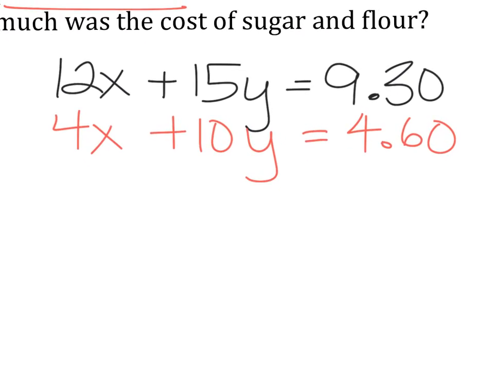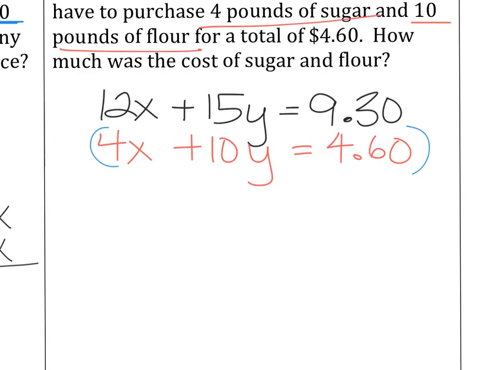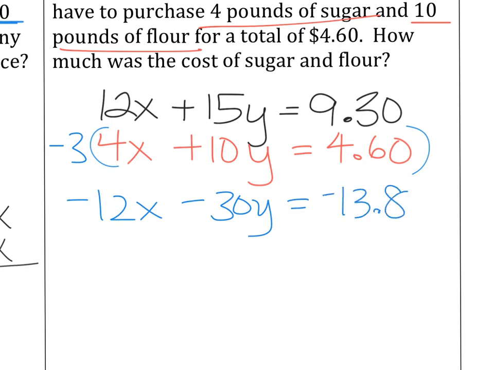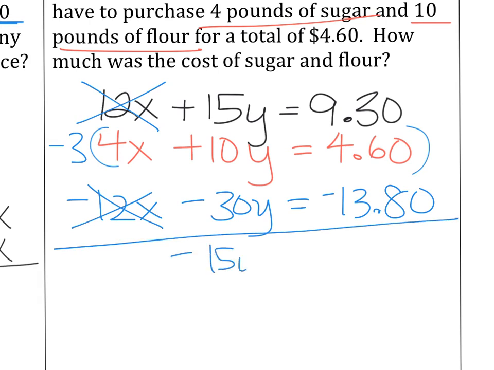So I'm going to start by multiplying the bottom one by -3. That way my x's are going to be opposites. So -3 right here. So this is going to say -12x, -30y equals 460 times -3 is -1380. Okay, so now this 12 and this 12 cancel out. 15 take away 30 is -15.